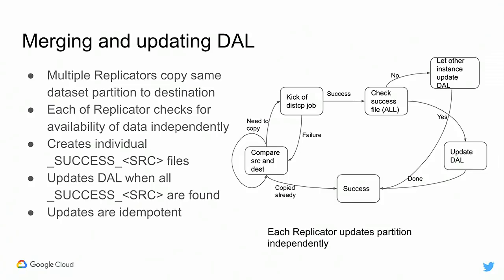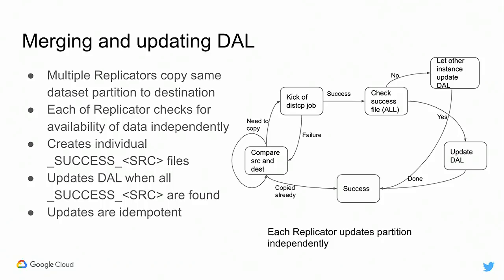Once the copy is done, each replicator will create an underscore success file with the source data center name in it. Each of them independently checks if all the underscore success files have been found. If they are found, they make a call to DAL to say, hey, the merged data set is available on GCS. Even if there are multiple updates to DAL, it is okay, because these are idempotent operations. So we are okay in such cases.